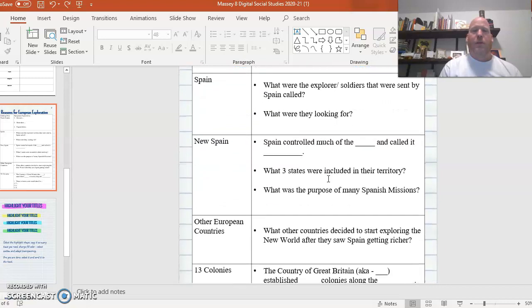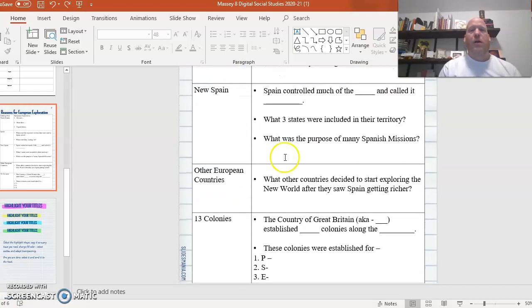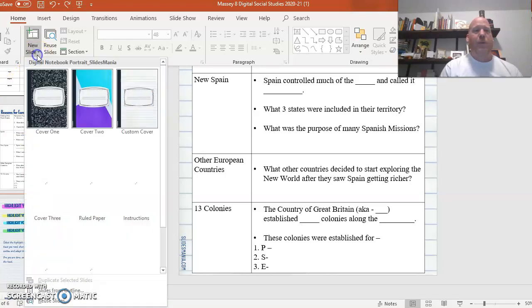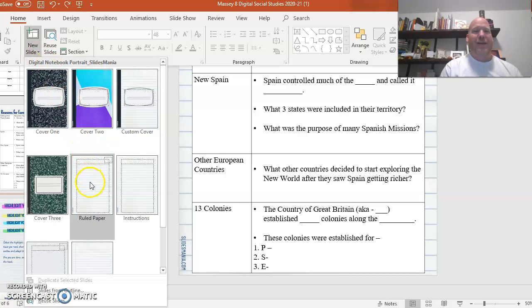So what we're going to do today is we're going to knock out New Spain, other European countries, and then real quickly hit up the 13 colonies. And there's one other little thing that we need to do. We're going to need to add a slide, okay? So I'm going to go over here, and in between slide 4 and 5, I'm going to click, and notice it puts this little orange line here. Then I'm going to go up to the new slide, click on that, and I'm going to add a page of ruled paper.